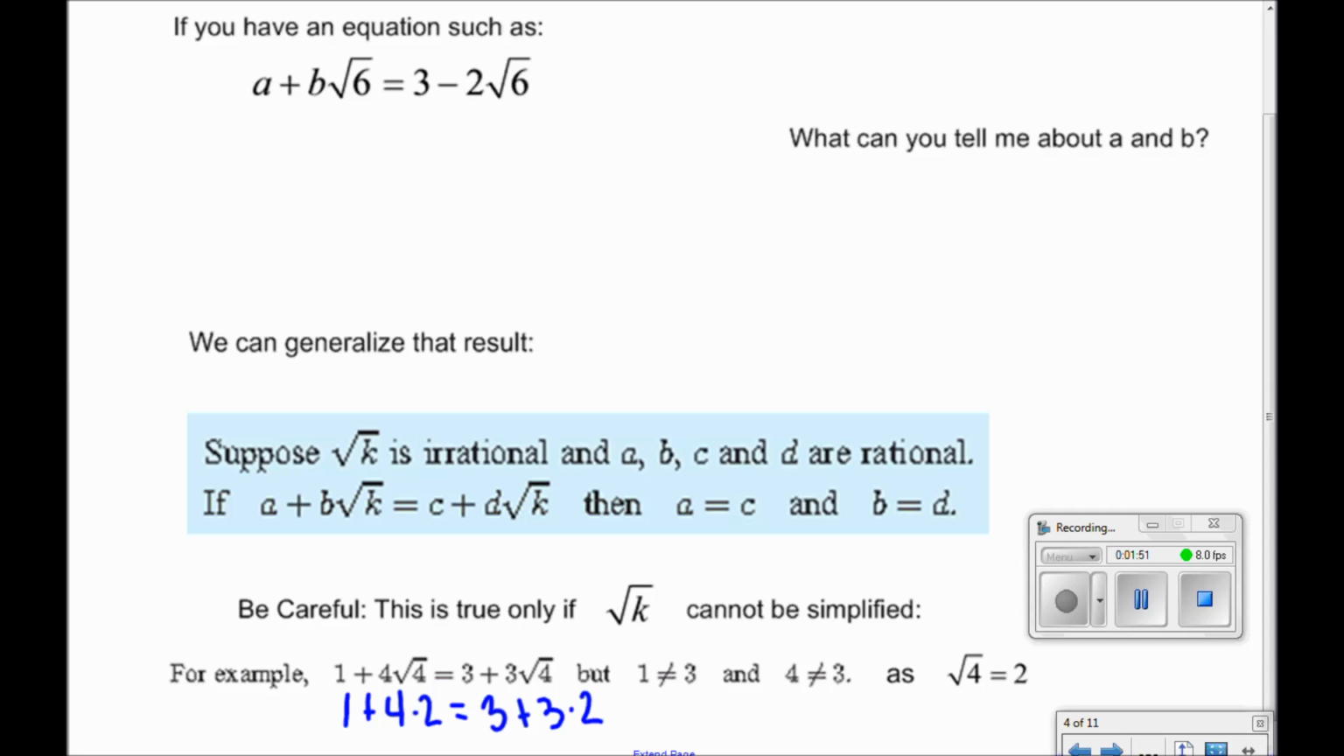But then equating the parts of surds doesn't work here. Like 1 is not equal to 3, and 4 is not equal to 3 either. So we cannot use this equating parts of surds if we're not dealing with a surd. The square root of 4 is not a surd because it's not a simplified radical. So it only works when whatever your radical is totally simplified. So a is going to be equal to 3 in this case, and b is equal to -2.